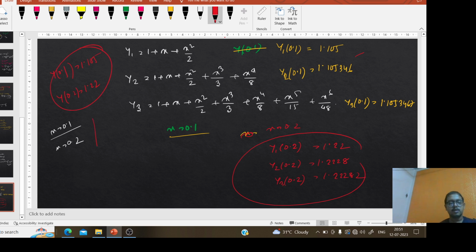So this is the required solution at x is equal to 0.1 and 0.2 by Picard's Method.